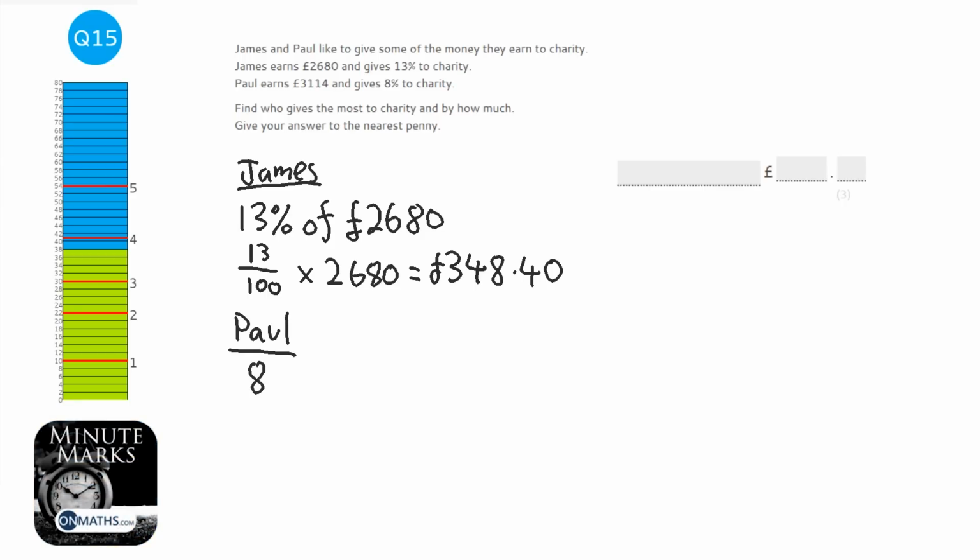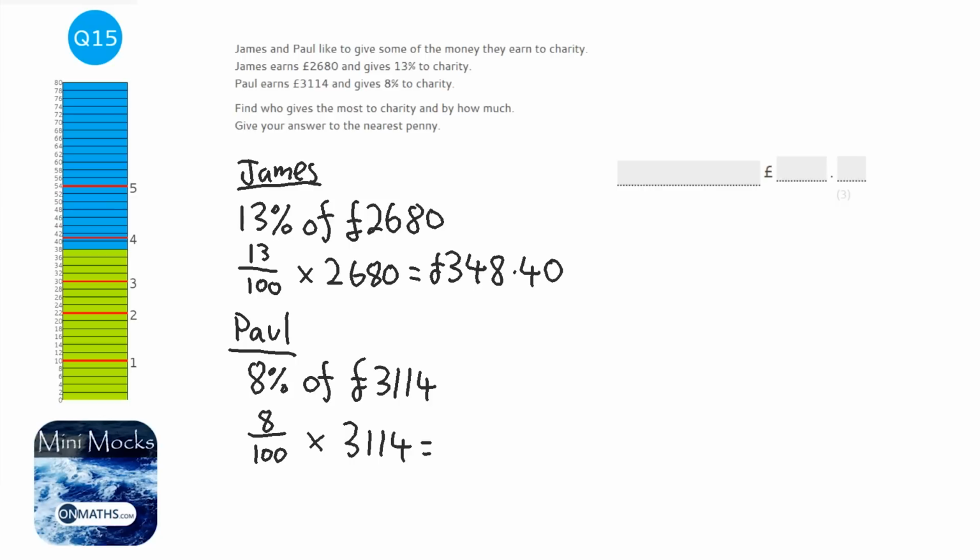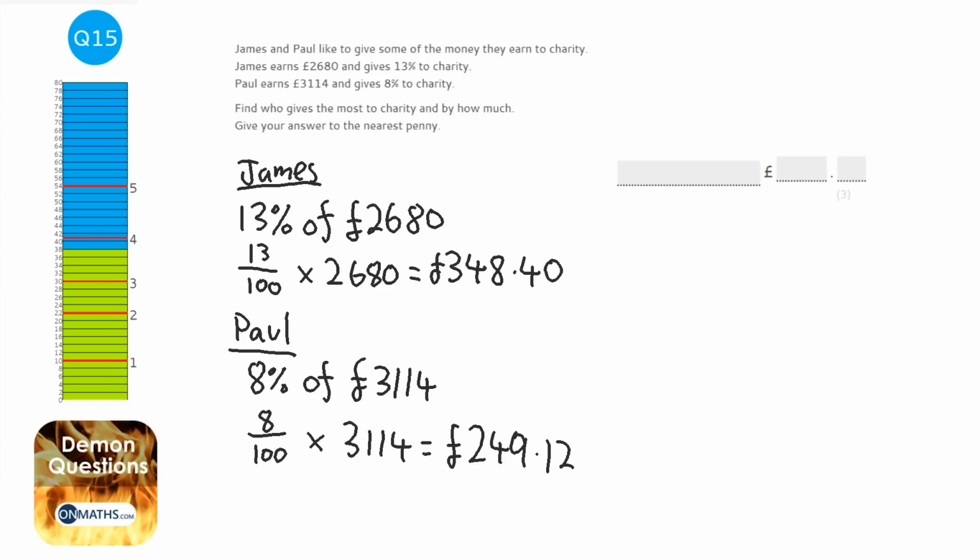So we want 8% of 3,114. So we're going to do 8 over 100 times 3,114. So fraction button, 8 over 100. Or we could do 8 divided by 100. Gives you the same answer. And that's going to be £249.12. So obviously James gave the most because that's the biggest number. So my answer will be James.